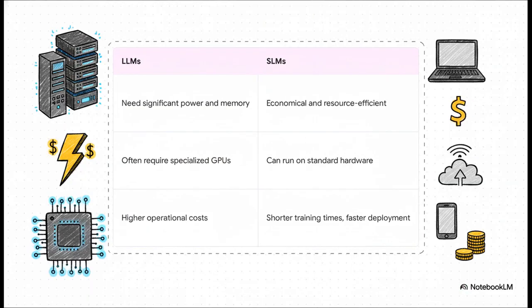Now, when we talk about resources, yeah, it's not even a fair fight. LLMs are the gas guzzlers of the AI world. They need specialized, expensive hardware and tons of power. SLMs, on the other hand, are the efficient hybrids. They're economical, they can run on the hardware you already have, and they're way faster to get up and running.